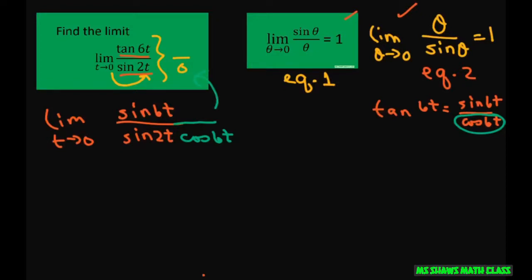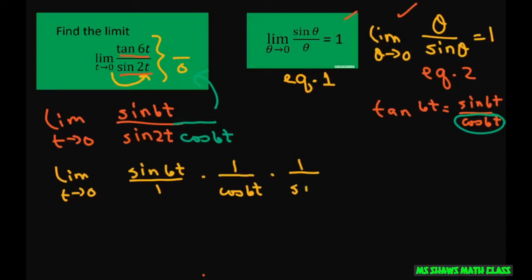Now let's break this up a little bit. We can write this as the limit as t approaches 0 of sine of 6t divided by 1 times 1 divided by cosine of 6t times 1 divided by sine of 2t. Again, we want it to look like one of these equations, equation 2 or equation 1. The only problem with ours is we don't have a t here.